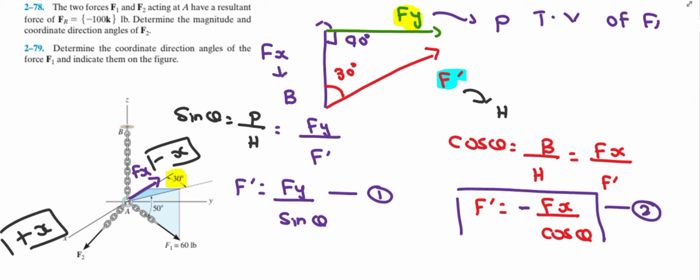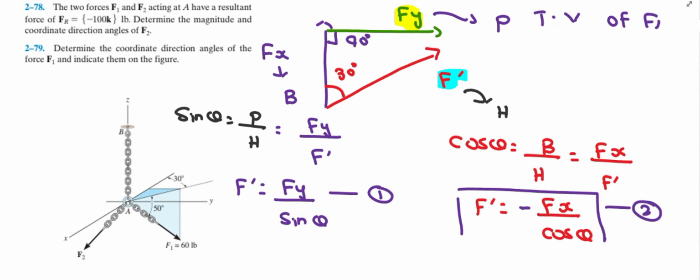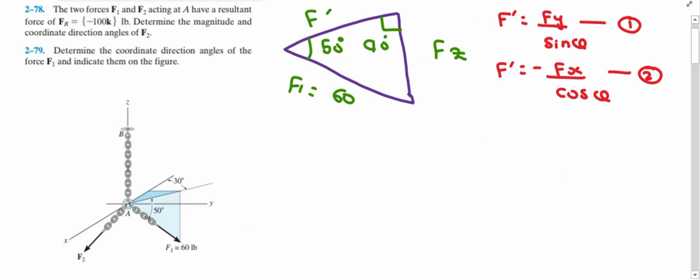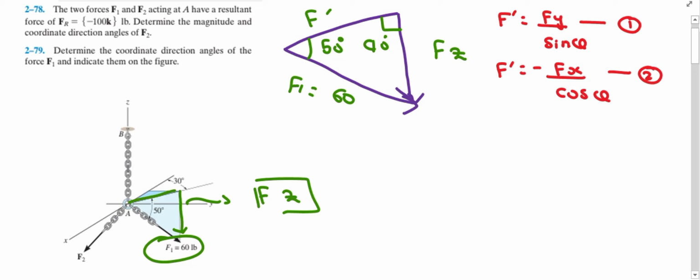Now this is for triangle number 1. Let's talk about triangle number 2 here. I am extracting triangle number 2 to here. Now this is triangle number 2. If you see the question diagram, not mine, this length right here is Fz, this is the 60 pounds, and this one right here is the F prime. So I drew this triangle here.